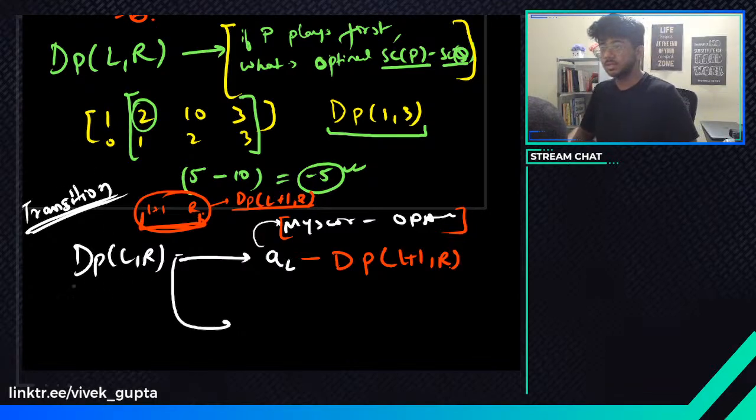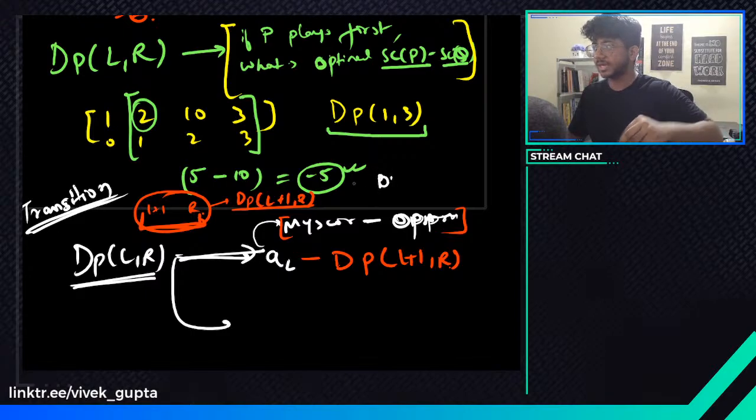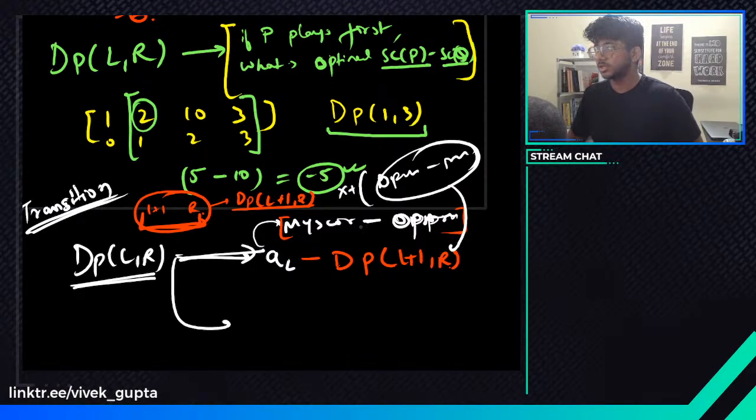dp of L comma R is going to be equal to A of L, which is my score, minus my opponent's score that he will make throughout the whole progression. Now post this move, my opponent's score minus my score is going to be the value that is returned over here. So to get my score minus opponent's, I have to reverse the direction, so I will minus and then add it to the thing.